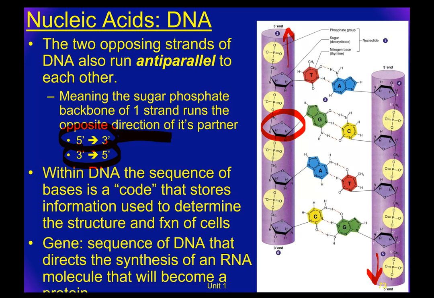Within the DNA sequence of bases is a code that stores information used to determine the structure and function of cells. So a gene is basically a sequence of DNA that directs the synthesis of an RNA that will become a protein. This is literally your recipe book for how to make things in your body.